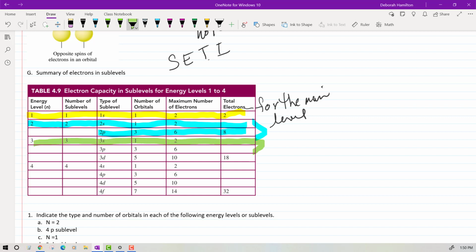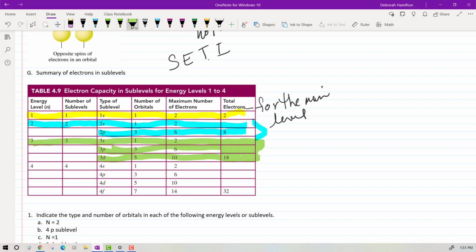All right, so here we go with green on the third main level. There's 3 sublevels. We already know 1 and 3 for the S and P. The D sublevel has 5 orbitals. That can hold 10 electrons. A total for the whole main level is 18. Where have you heard that number 18 before? Take a look at your periodic table and see if you can find the number 18 at the top right corner.